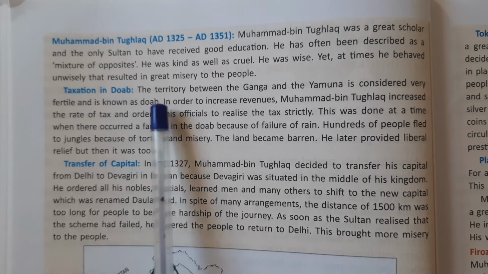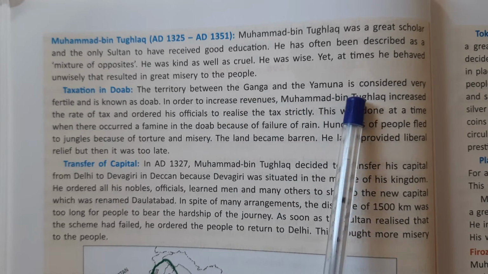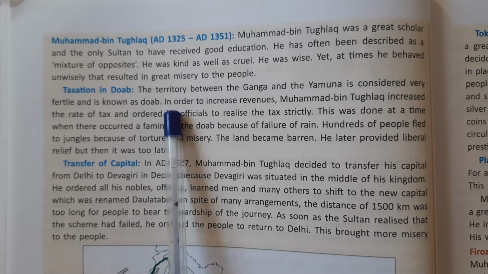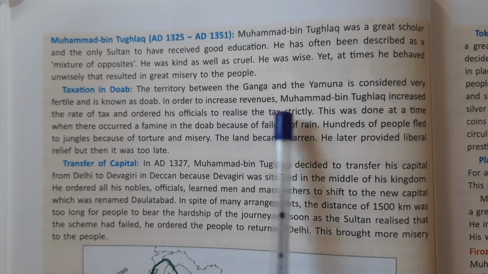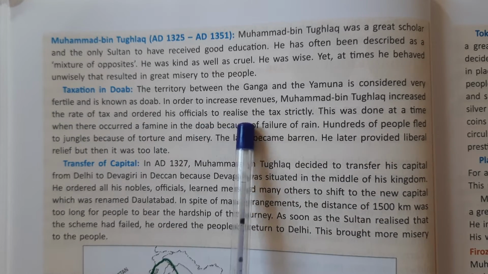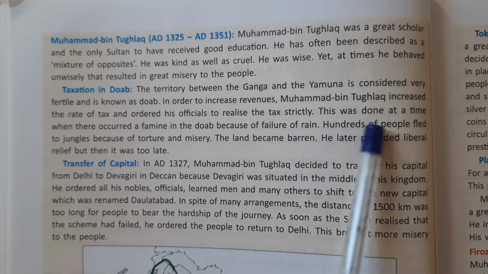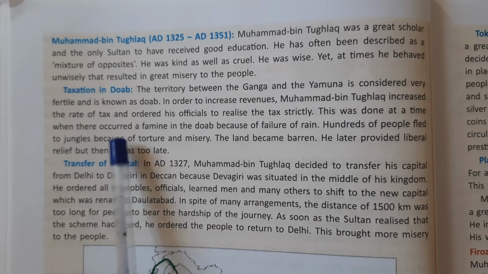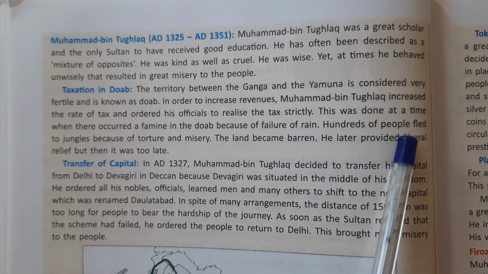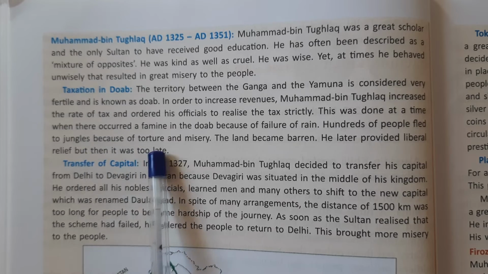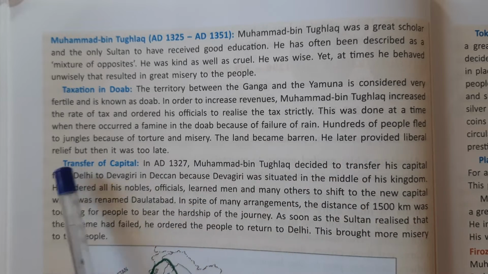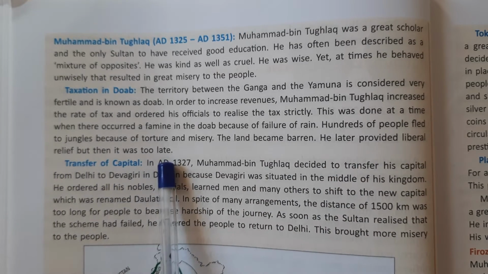Taxation in Doab. The territory between the Ganga and the Yamuna is considered very fertile and is known as Doab. In order to increase revenue, Muhammad bin Tughlaq increased the rate of tax and ordered his officials to realize the tax strictly. This was done at a time when there occurred a famine in the Doab because of failure of rain. Hundreds of people fled to jungles because of torture and misery. The land became barren. He later provided liberal relief, but then it was too late.